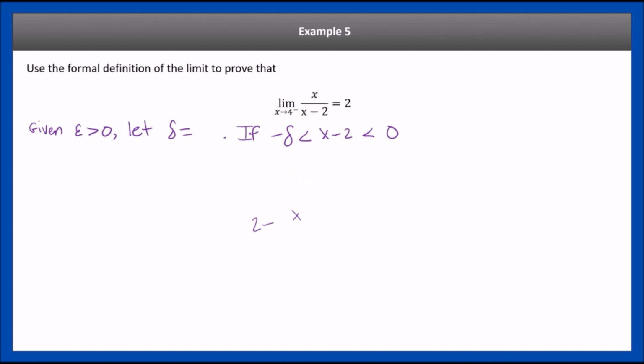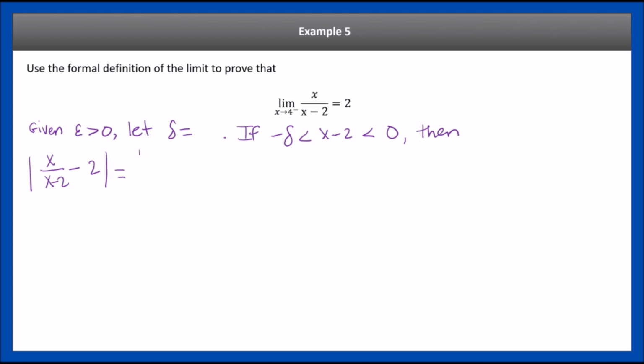We're doing it on the left side of 2, the left side of the limit. All right, so if that's the case, then again, we want to show that other stuff, right? So we want to show, like we did earlier, that the absolute value of x over x minus 2, minus 2, has to be less than epsilon.